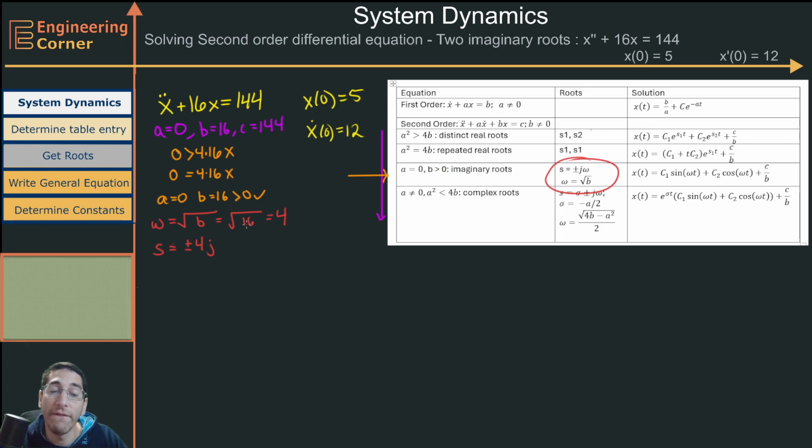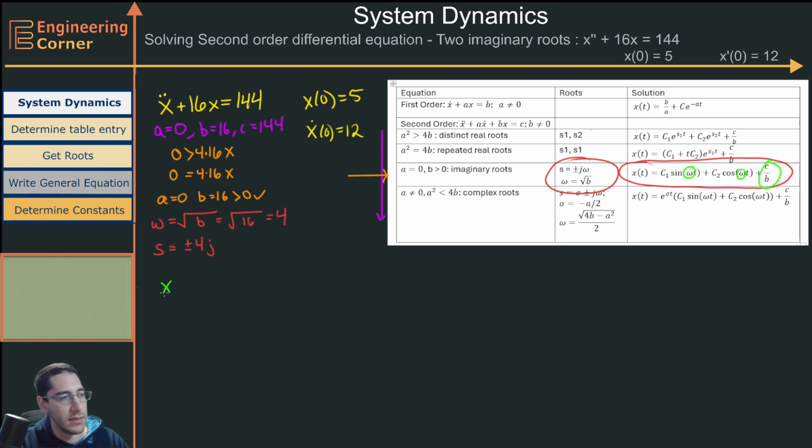So now we have figured out what our roots are. We can write our general equation for the solution using the table. It's going to be this entry. And the one thing I would say is make sure you plug in the numbers that you know when you're writing this solution. So you want to write in omega and you want to write in the c over b constant. Now let's write this.